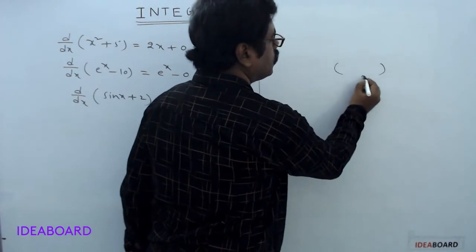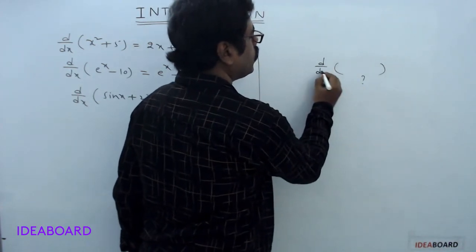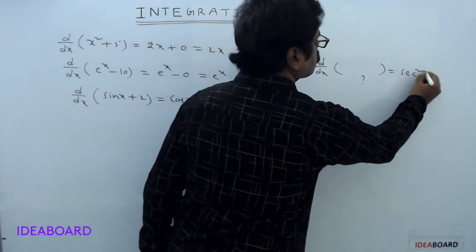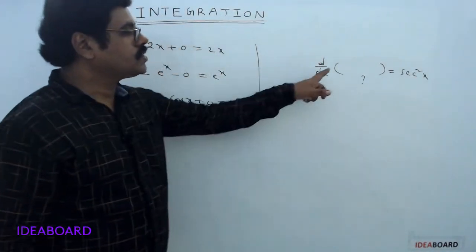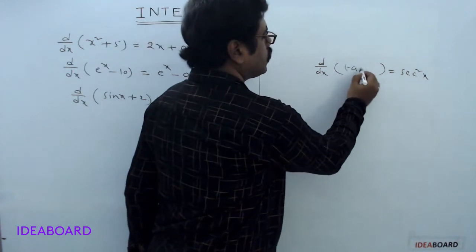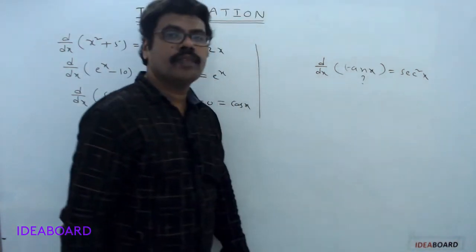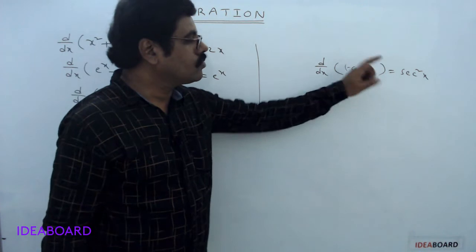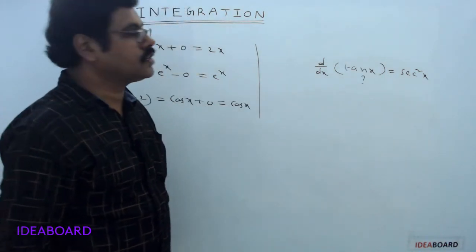What is the function whose derivative is secant square x? Can you guess the function? Yes, you are right. What is the required function? Tan x. Derivative of tan x equals secant square x.